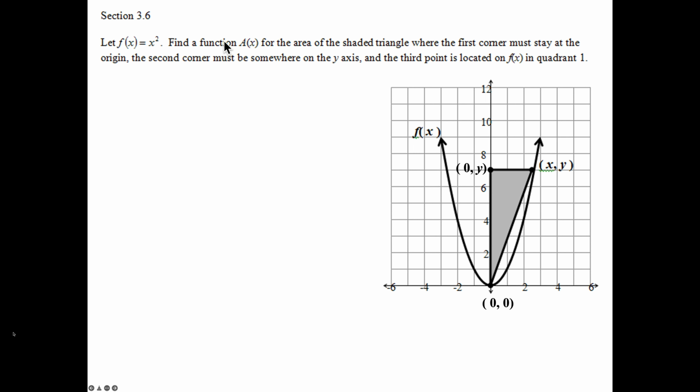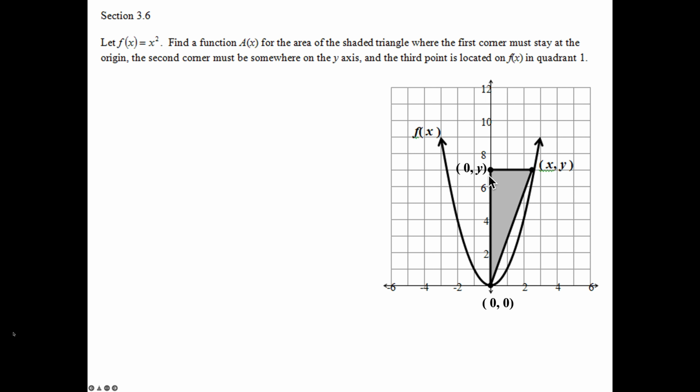Find a function A of x. So x can be the only variable in my expression for the area of the shaded triangle where the first corner must stay at the origin, right there. The second corner must be on the y-axis somewhere, and the third point is somewhere on our parabola, f of x. And they're going to keep this x, y point in quadrant 1 here.